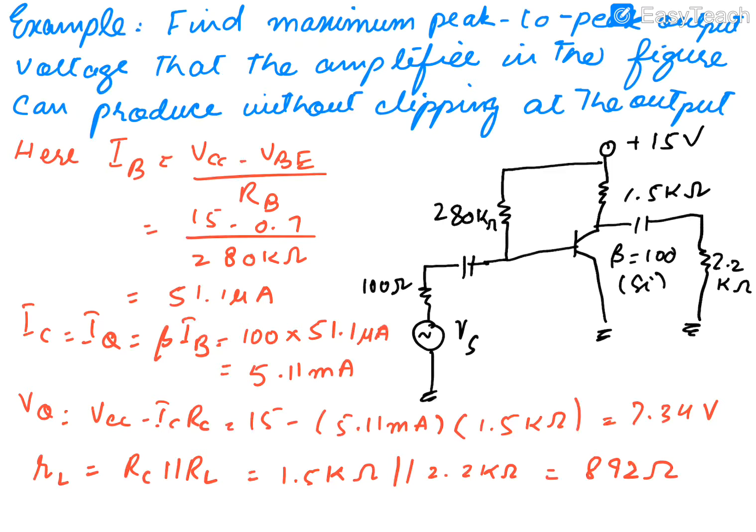Then you will find the value of IC, which is equal to beta times IB, and this IC is equal to IQ, basically the Q point current. So VQ is basically equal to VCE, the Q point voltage, which is equal to VCC minus ICRC, and it is equal to 7.34 volt. Now RL dash is the parallel combination of RC and RL, and it is equal to 892 ohms.